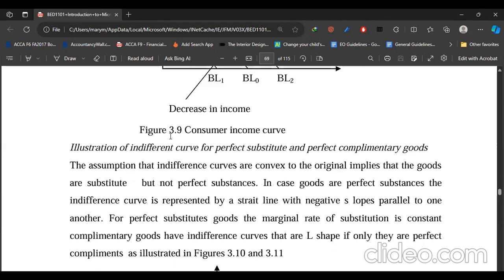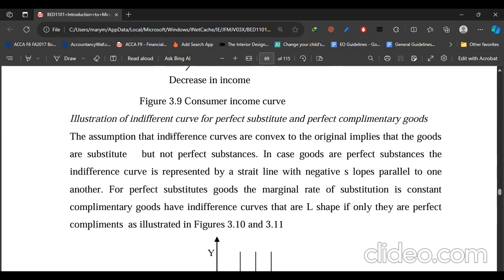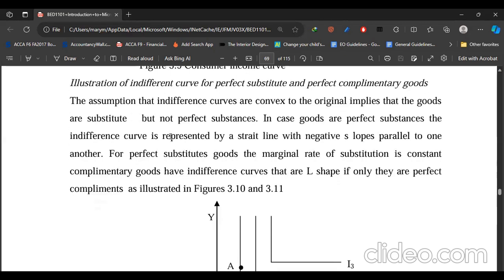Under this illustration, we have indifference curves for perfect substitute and perfect complementary goods. The assumption that the indifference curves are convex to the origin implies that the goods are substitutes, but not perfect substitutes. In case goods are perfect substitutes, the indifference curves are represented by straight lines with negative slope, parallel to one another. For perfect substitute goods, the marginal rate of substitution is constant. Complementary goods have indifference curves that are L-shaped if they are perfect complements.